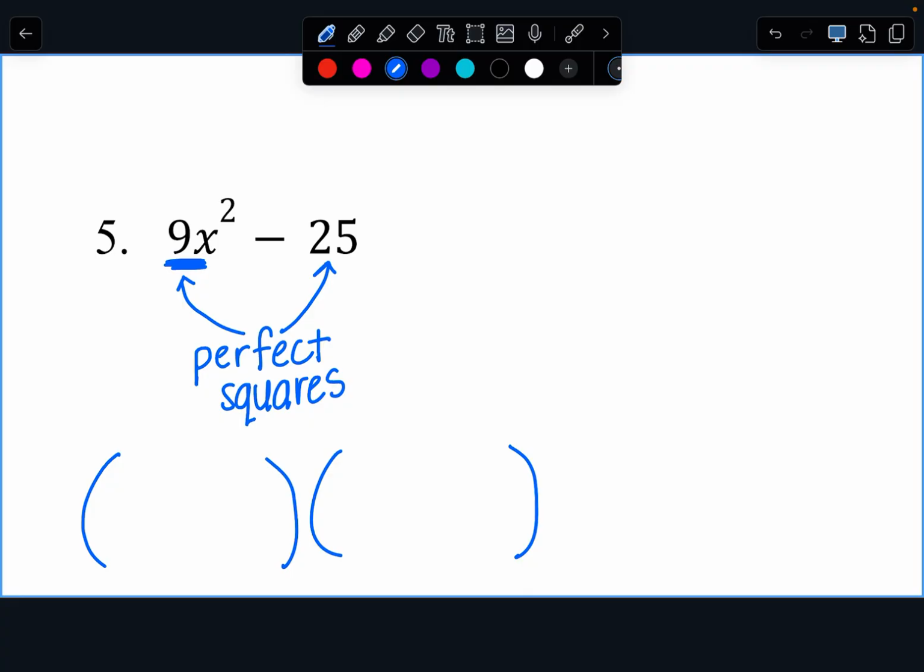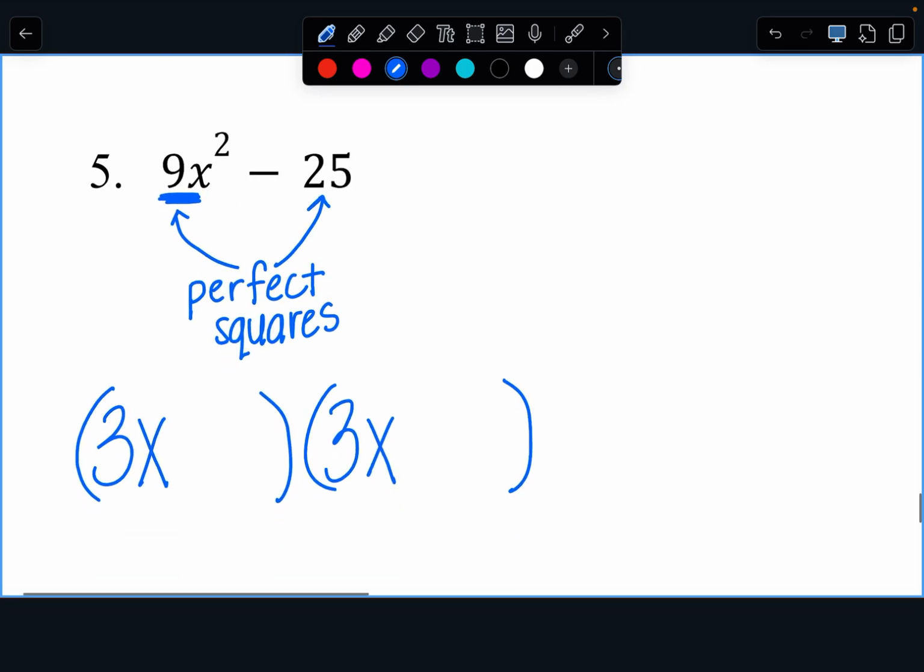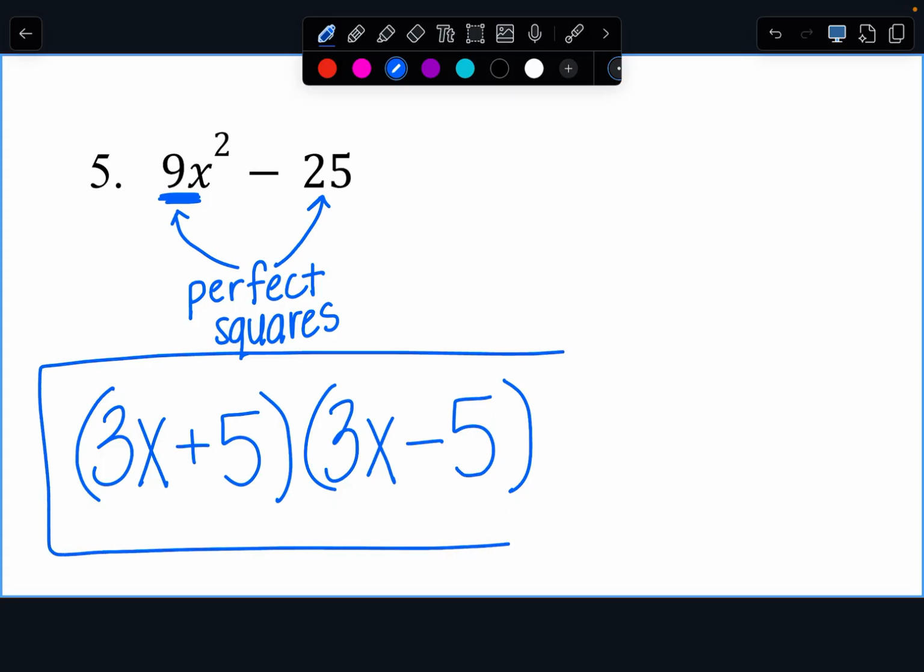What times itself gives you 9x to the second? Yeah, 3x is going to go in the first part of both. What times itself gives you 25? 5. One's plus, one's minus. If you have the exact same thing in parentheses but a different middle sign, it means your middle term is going to cancel. That's a special relationship called conjugate pairs.